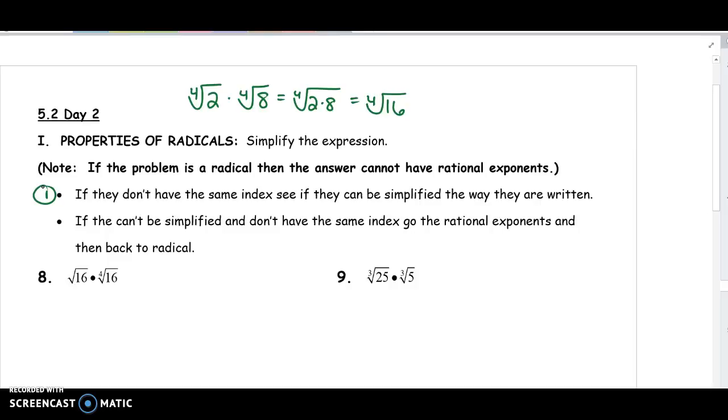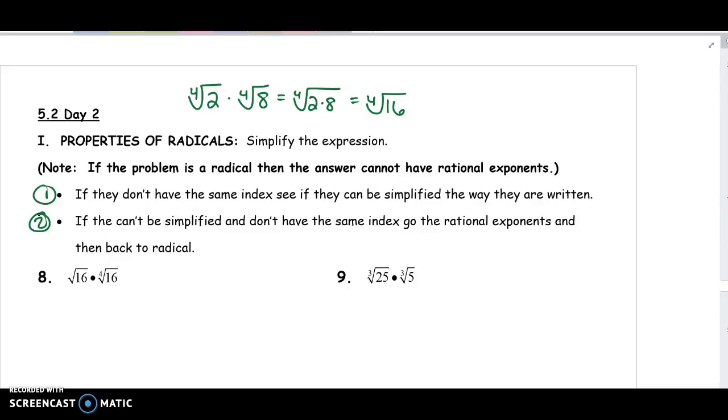Strategy number 2, if they can't be simplified the way they are written and they don't have the same index, you can transfer into rational exponent form, simplify the way we did yesterday with rational exponents, and then convert your answer back into radical form. So number 8, they do not have the same index, so we can't combine them.